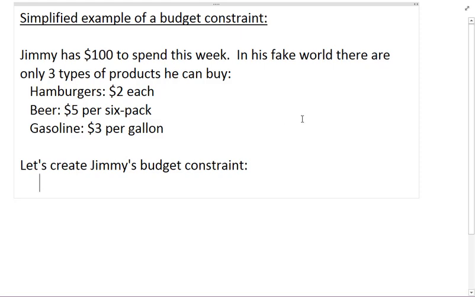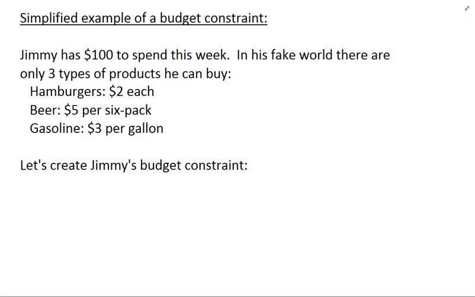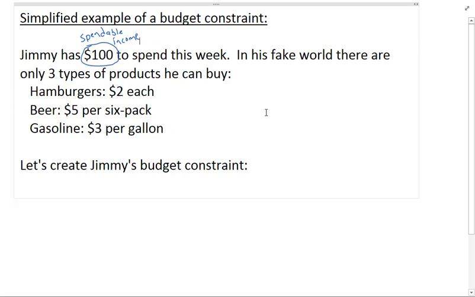So here's Jimmy. He has $100 to spend this week. So that's his income. Right? And then we assume he only can buy 3 types of products. Hamburgers, which are $2 each, beer, $5 per 6-pack, gasoline, $3 per gallon. So let's create Jimmy's budget constraint.